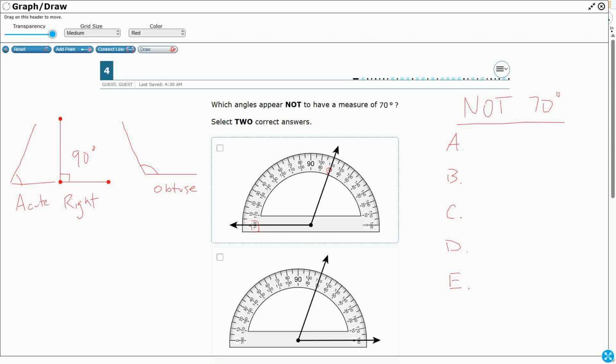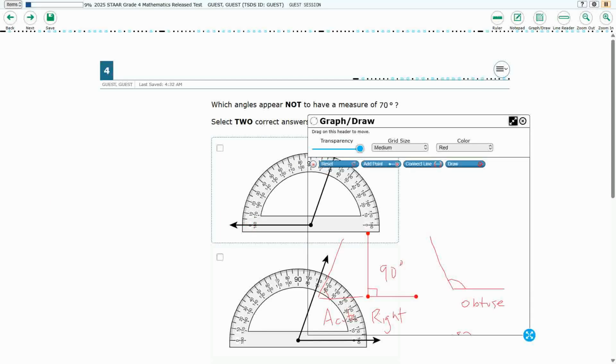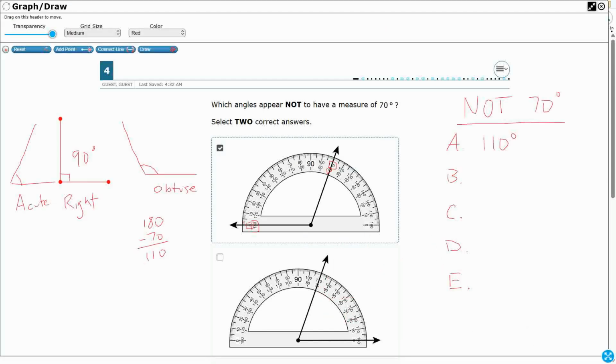We can go ahead and just subtract 180 minus 70. The easier way to do it is to use the outside set of numbers, because one of the rays is at 0, which means we're just counting it from 0 all the way up to 110. So that's what that ends up being, 180 minus 70. It's easier just to use the outside numbers since one of the rays lands on a 0. And so it is 110 degrees, which means it is not 70, which means we want it. So that is one of our answers, answer A.